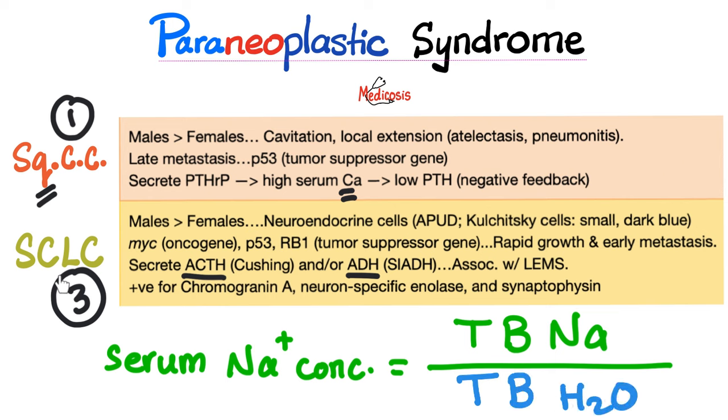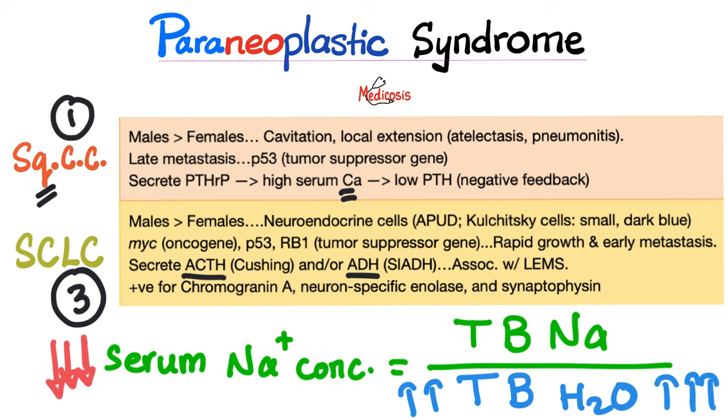If I have a disease that causes secretion of too much ADH, syndrome of inappropriate ADH, I will retain all the water in my body instead of urinating it. So what's happening to the denominator? The denominator is going up. Therefore, what's going to happen to the serum sodium concentration? It has to decrease. And this will lead to severe hyponatremia.